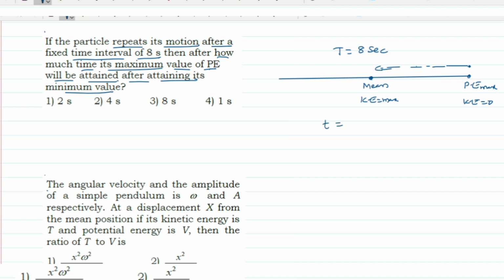The time taken, from here to here, will be T by 4 seconds. Maximum to minimum or minimum to maximum. This is the potential energy maximum. Here kinetic energy will be minimum, that will be 0. So to get from the maxima to the minima, the particle takes t equal to T by 4 seconds. Already the time period is given as 8, so 8 by 4, the time it will take is 2 seconds.